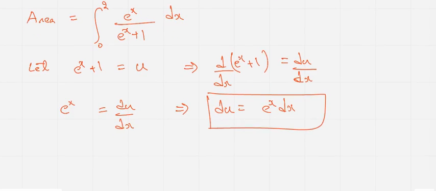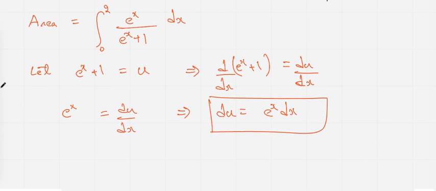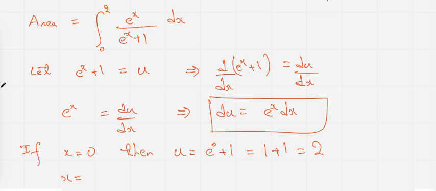Now let's talk about the limits. If my x is 0, then u will be equal to e to the power 0 plus 1. No matter what the base is, if the power is 0, the answer is 1. So 1 plus 1 gives me 2, so u will be 2. And if x is equal to 2, then u is equal to e squared plus 1. These are the lower and upper limits that we are going to use here.